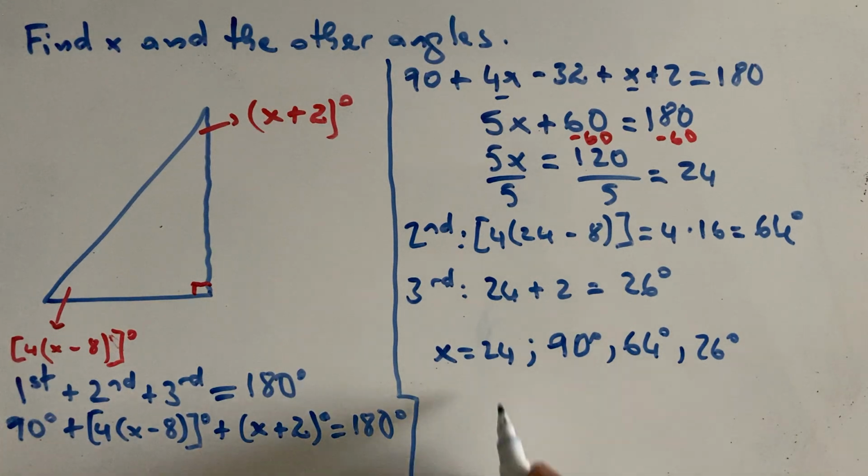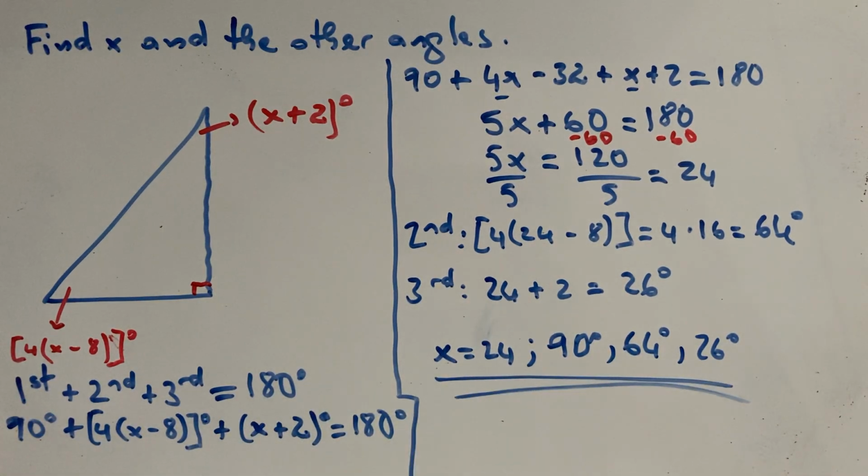So this is how you do this. Knowing that the sum of the angles of a triangle is 180, you start with this, and it's easy for you to solve for the x value and the other angles. Okay? Thank you.